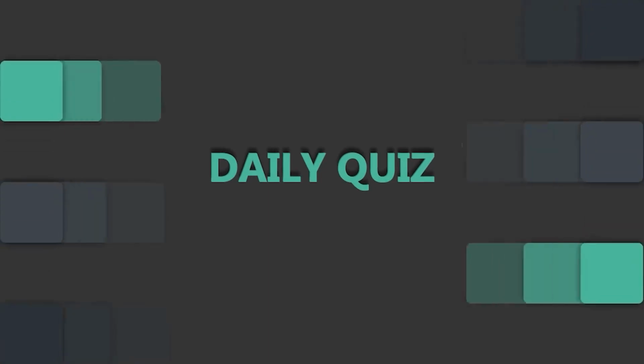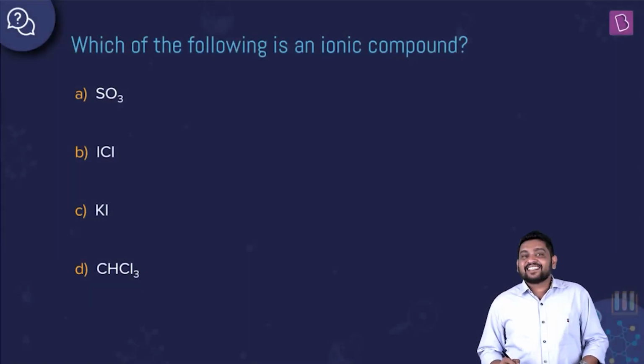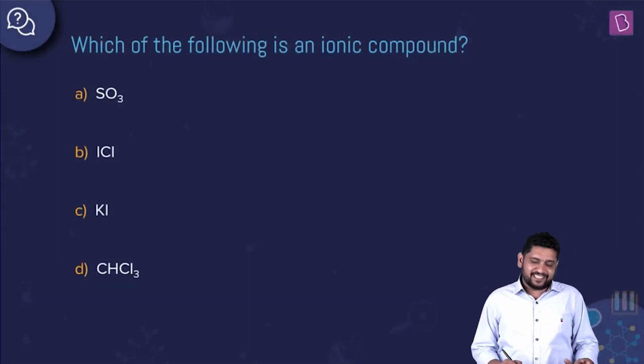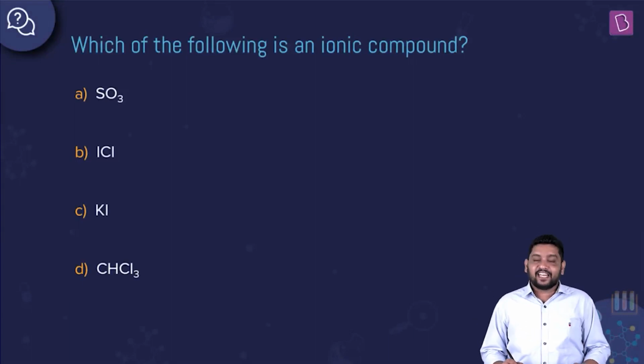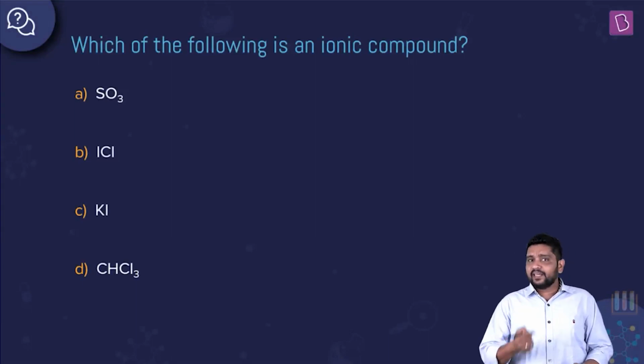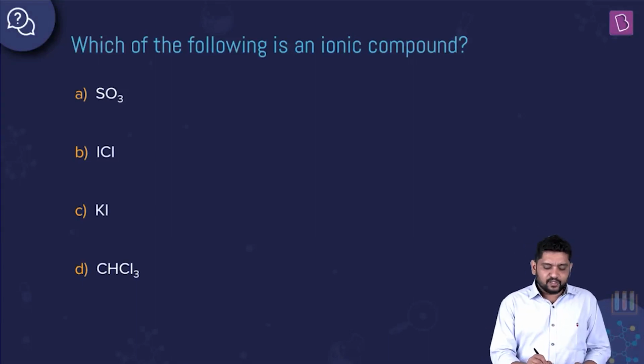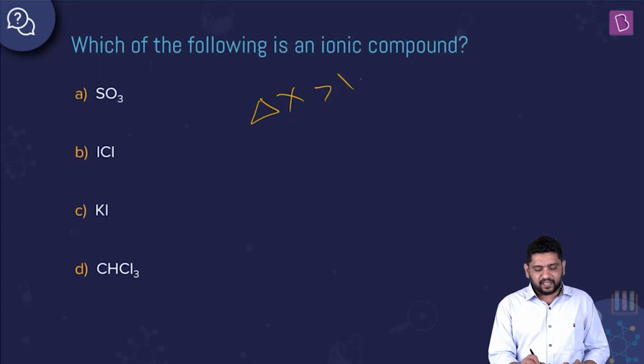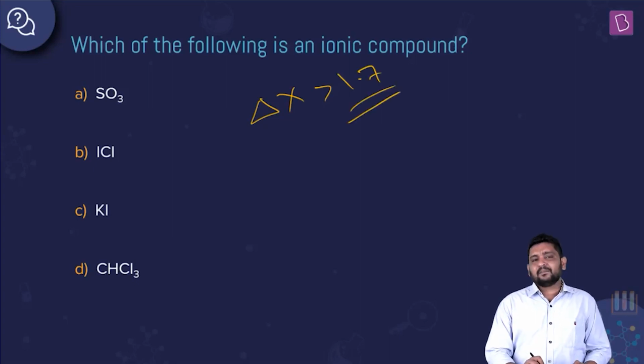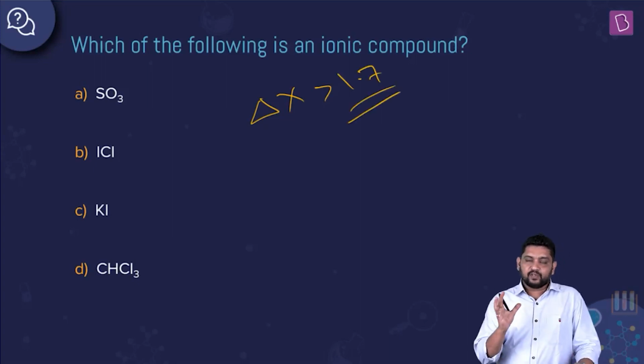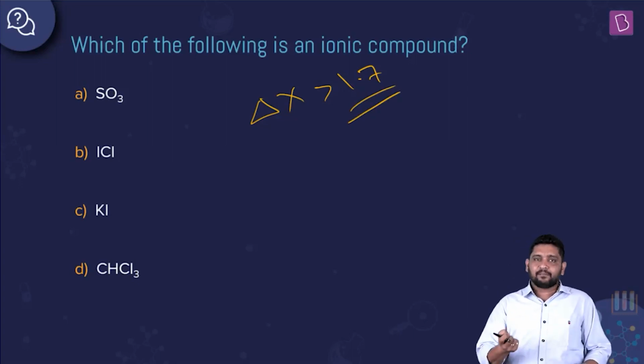Okay, this is a straightforward question. Which of the following is an ionic compound, right? So how do you determine whether a bond between two elements will be ionic or not? You can use electronegativity difference, right? So we say that an electronegativity difference, delta x, of about greater than 1.7, right? There's no exact value which we say, okay, this means that this is definitely ionic. Nothing like this. It's just an empirical one.